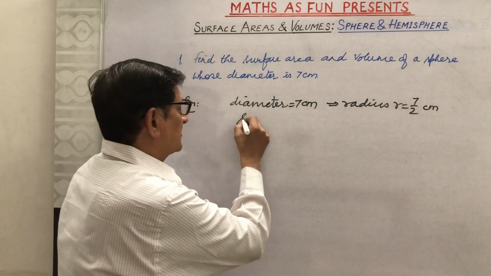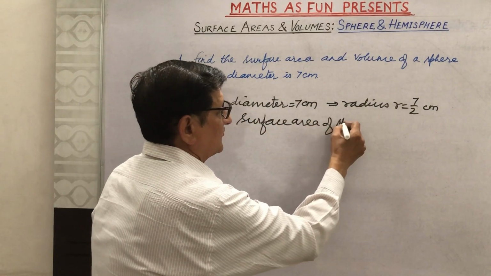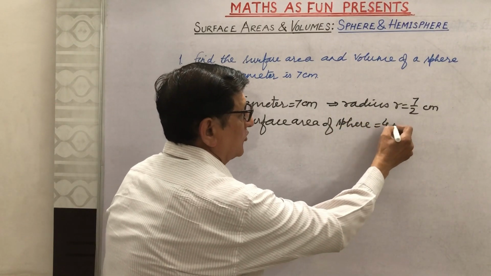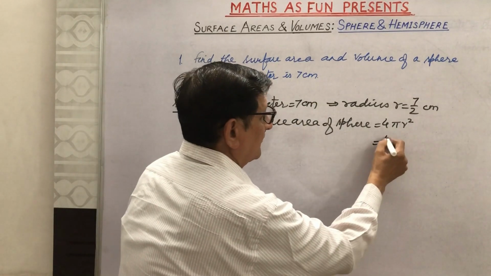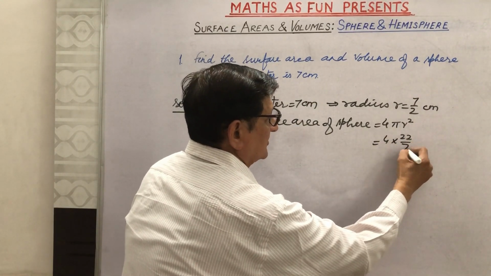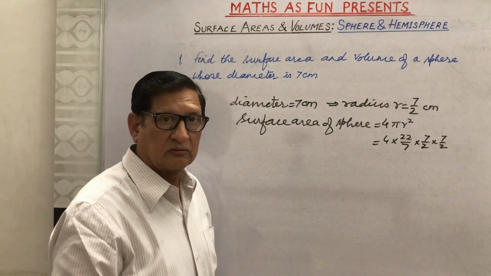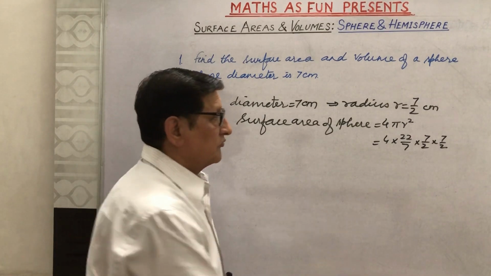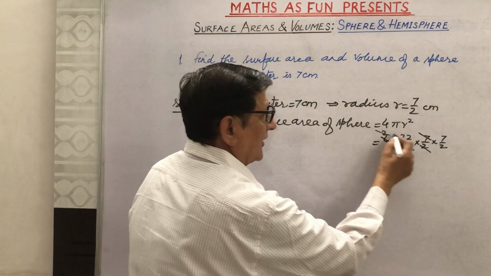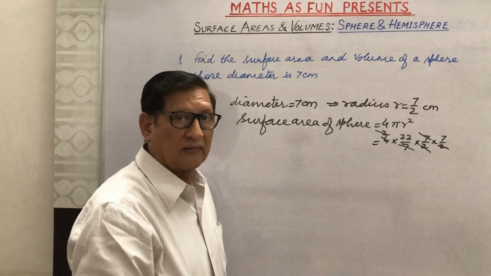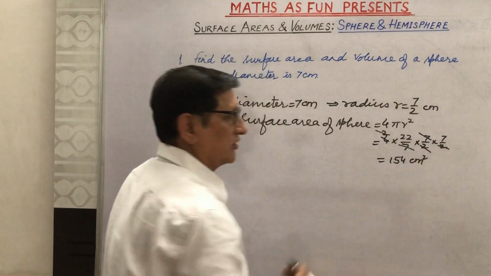Then we know the surface area of a sphere. Surface area of a sphere is given by 4 pi r square. Substituting the values we get 4 into 22 by 7 into r square, that is 7 by 2 into 7 by 2. This 7 cancels this 7, 2 cancels this twice and this 2 also cancels this. So it comes 22 into 7, that is 154 centimeter square.